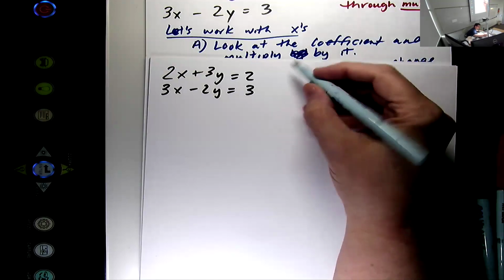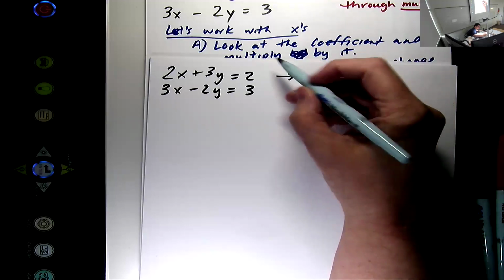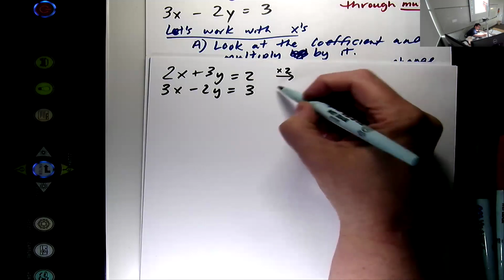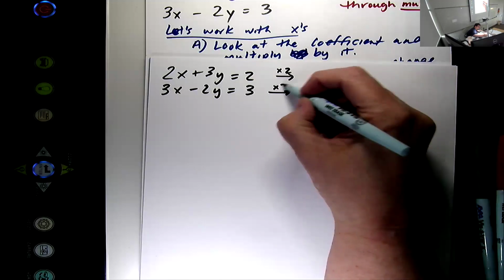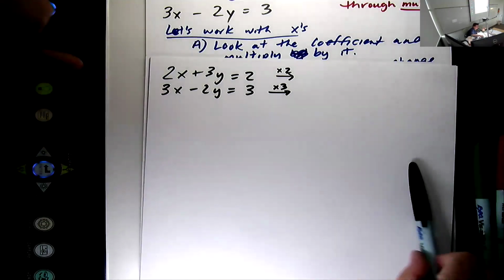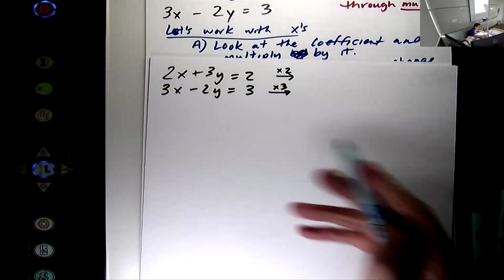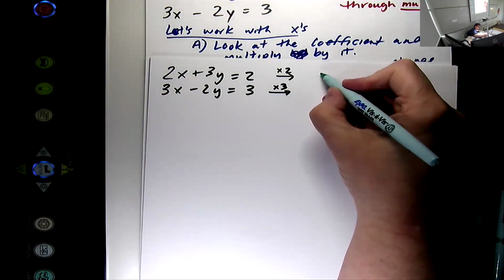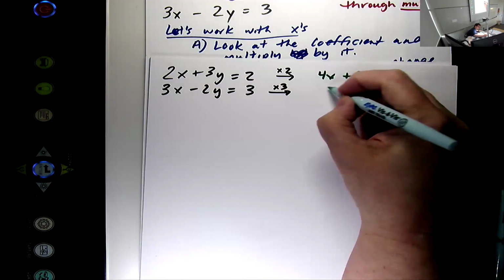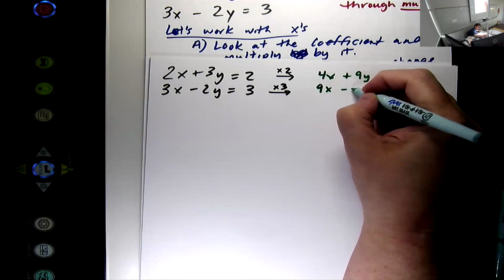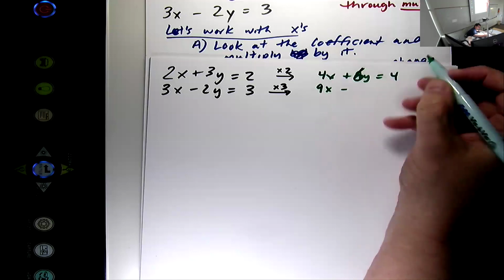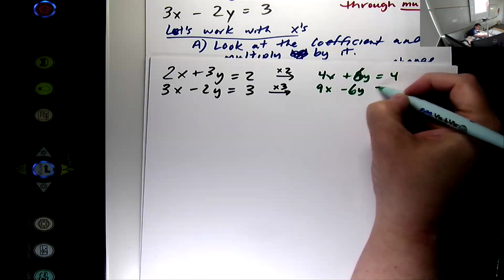Alright, so if we do equal but opposite here, I am multiplying this top one by 2 and this bottom one by 3. They already have opposite signs, so I don't need to change the signs. That's pretty handy. We have 4x plus 9y equals 4, and 9x minus 6y equals 9. Sorry, 4x plus 6y. There we go.